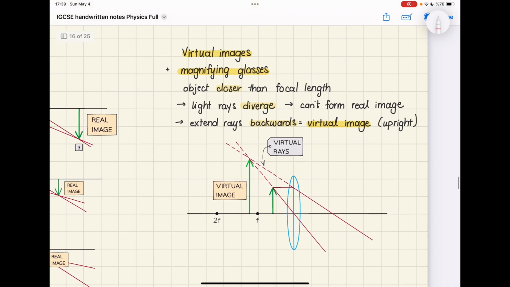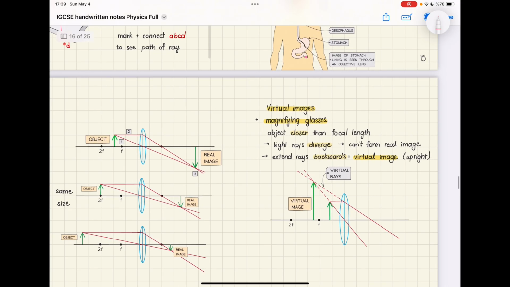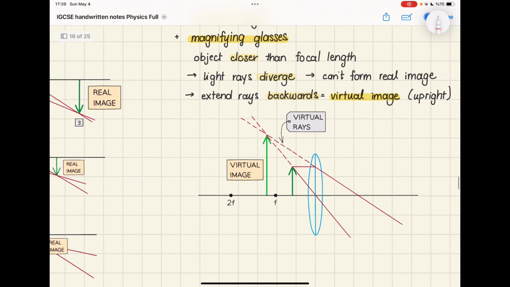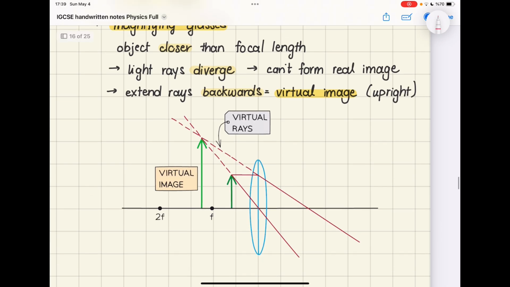Virtual images, for example, magnifying glasses. They have an object closer than the focal length. So here, you see, we do not have it anywhere here, right? The real image is always after the focal length, at a distance further away than the focal length. If the object is closer than the focal length, light rays diverge. They can't form a real image, unlike in the other context where we have convergence. Extended rays backwards, so virtual image.